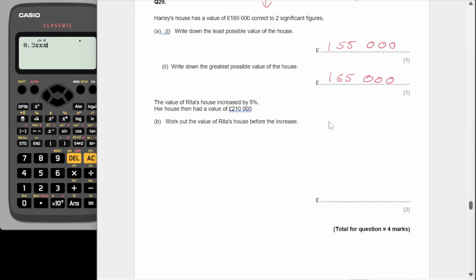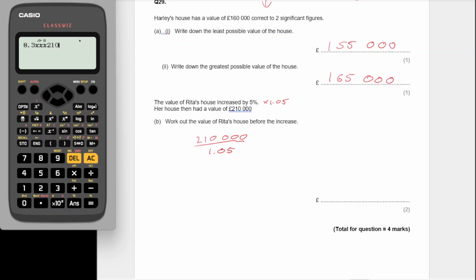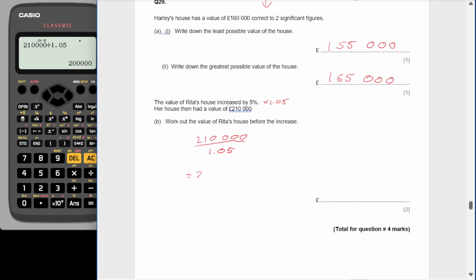The value of Rita's house increased by 5%. The house then had a value of £210,000. Work out the value of the house before the increase. So an increase of 5% is a multiplier of 1.05. So if we want to find the original price, we just need to take the new price and divide it by the multiplier, which I think is going to be 200,000. 210,000 divided by 1.05 gives me 200,000.